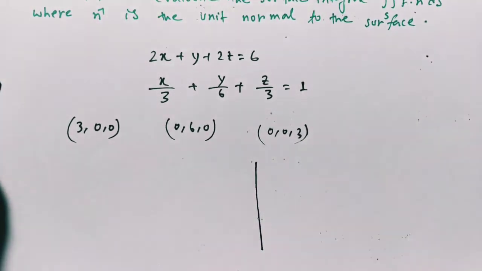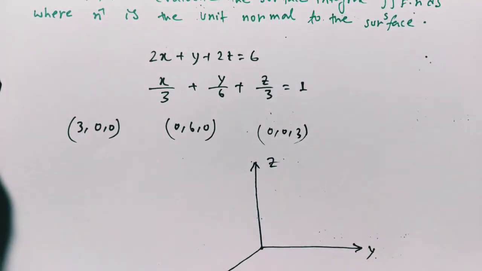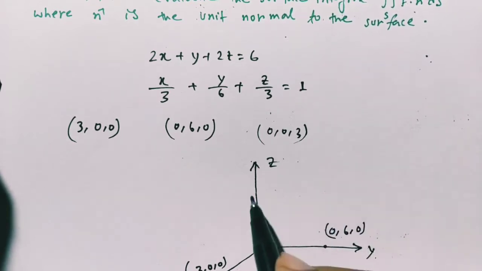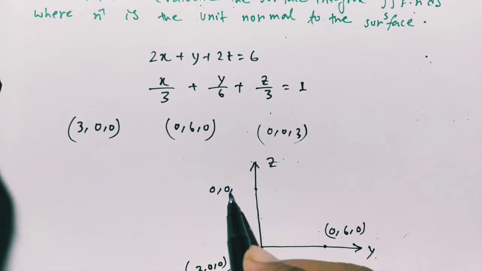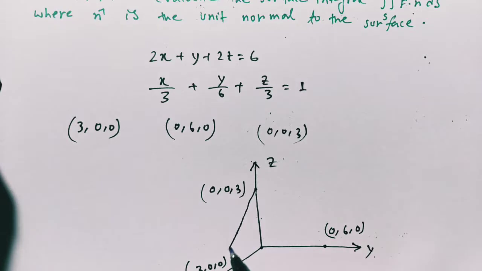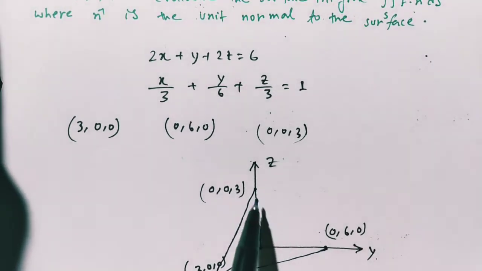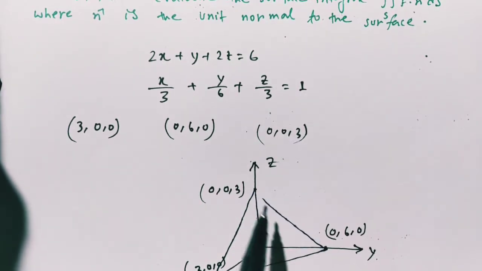Let me take, this is our x-axis, this is our y-axis, and this is our z-axis. So this is the point (3, 0, 0), this is the point (0, 6, 0), and this is the point (0, 0, 3). So the plane will be like this.